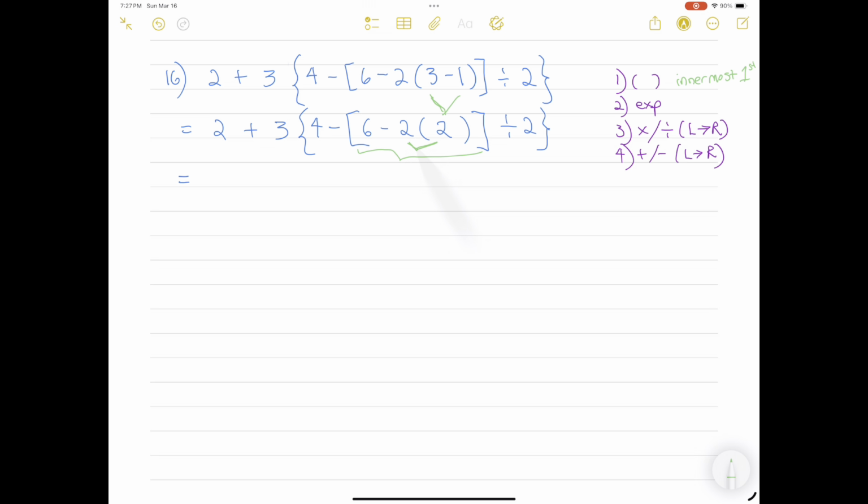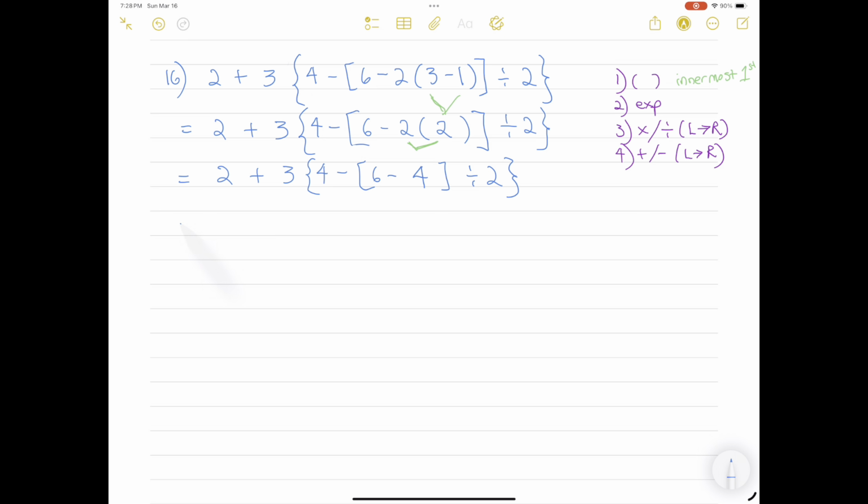And so we must solve the multiplication before the addition subtraction. So 2 times 2 equals 4. I write that down on the line below. And once again, I am ready to rewrite the entire equation, including all the symbols and the operations and the numbers and the grouping symbols, to make sure that I don't leave anything out.